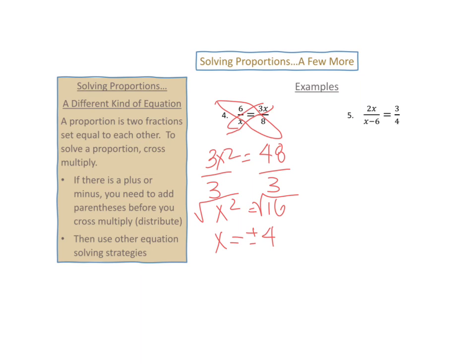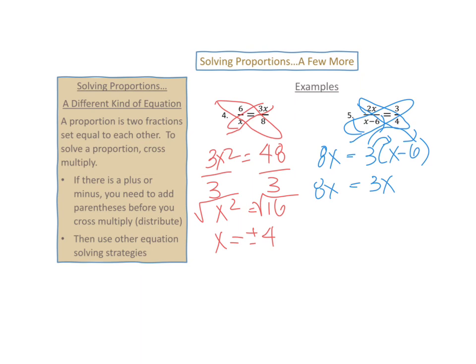2x times 4 and x minus 6 times 3. So 2x times 4 is 8x. 3 times x minus 6, we have to multiply that out. This term times the x, this term times the negative 6. We get 8x equals 3x minus 18.